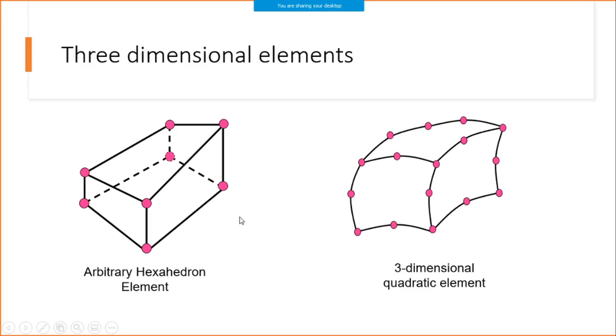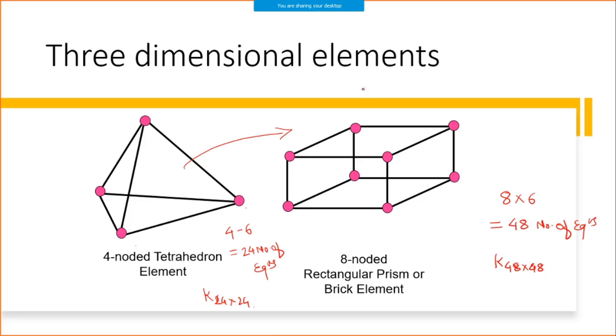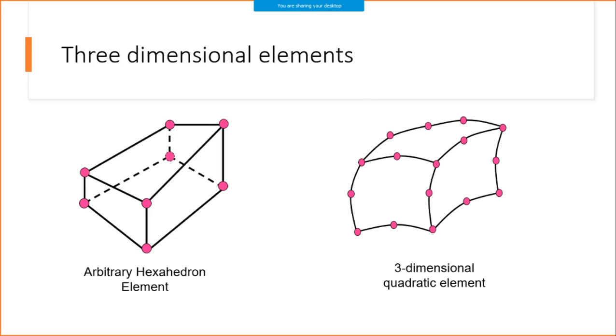There is one more element called the hexahedron element. In a brick element you can see this edge and this edge are parallel to each other, but in a hexahedron, some shapes you can't fit into a 3D brick element, so in that case there should not be any parallel edges. The size should not be restricted, so you can change that shape. That is what is called a hexahedron.